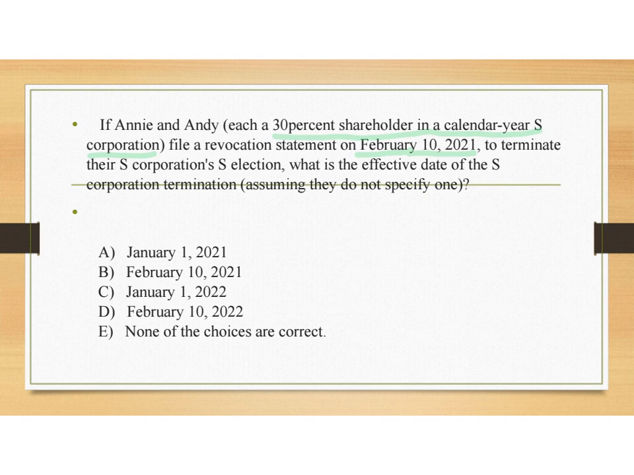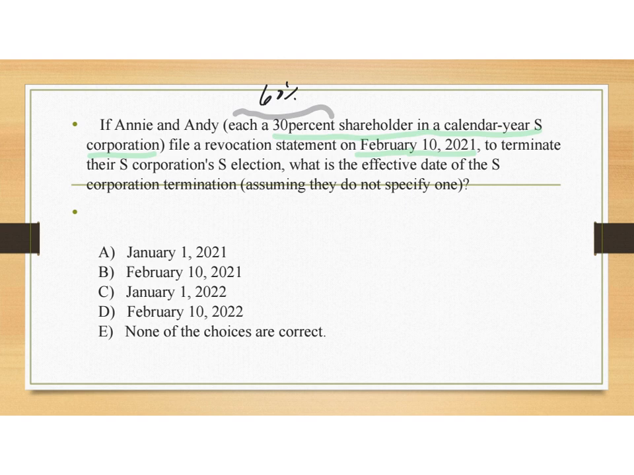Okay, so a couple of things to note here first. They each own 30%, so that's 60% total. So they can terminate because it's greater than 50%. But the other thing you have to know is that generally speaking, voluntary revocations made on or before the 15th day of the third month are effective as of the beginning of the year.